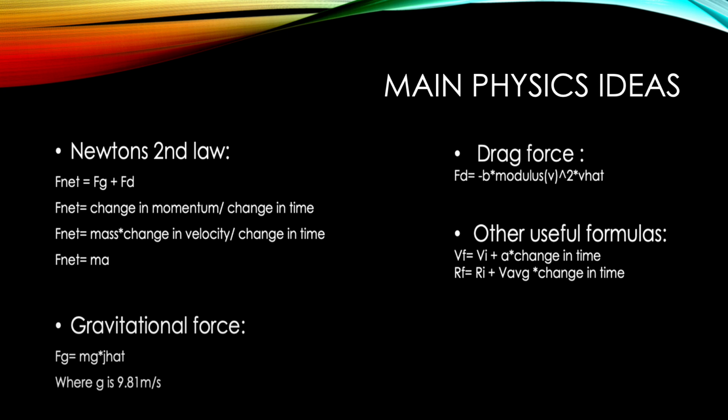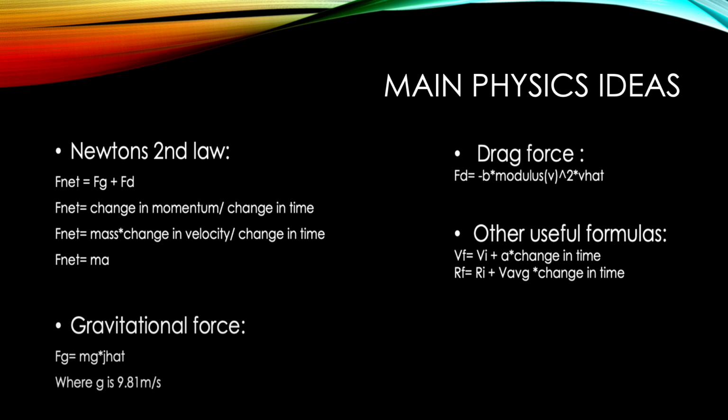This can be found by the formula m g j hat, which in our case, as it is on Earth, is mass times gravity, which is 9.81 meters per second squared, times the change in displacement. Drag force is the resistive force that is caused by motion of a body through a fluid like air. It can be found by the formula minus b |v|^2 v hat, where b is the proportionality constant, v is the speed of the object, and v hat is the direction of velocity.